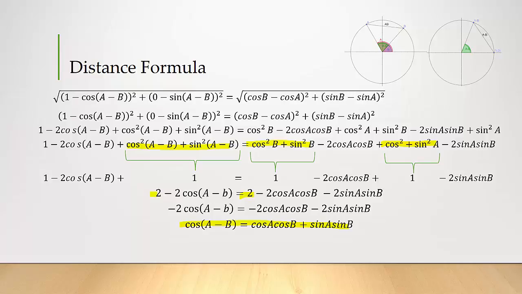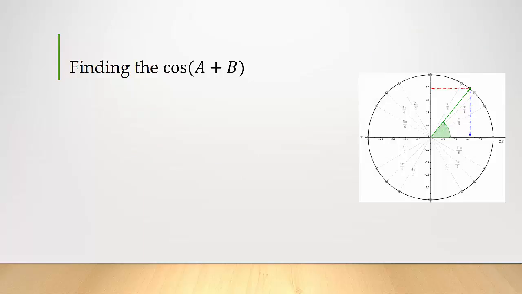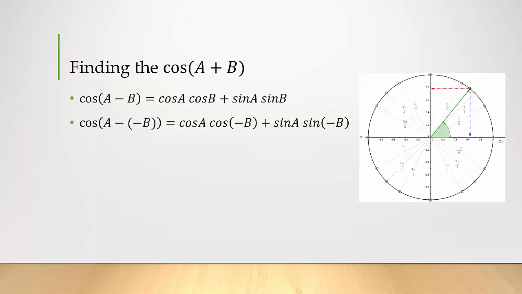So I've now proven the difference formula, but I wanted the sum formula. So we're almost there. So now I need to find the cosine of A plus B. Well, I could think about using information from my unit circle. So if I have cosine of A minus B as my starting point, I could think of taking cosine of A minus a negative B.